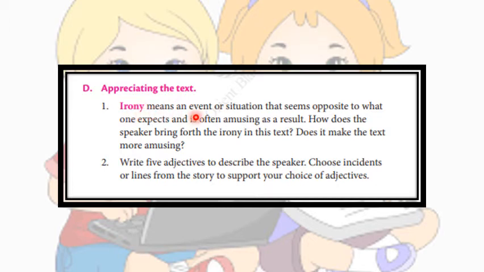Irony. Irony means an event or situation that seems opposite to what one expects and is often amusing as a result. How does the speaker bring forth the irony in this text? Does it make the text more amusing? So here we have to understand and write what is the irony in this text. Irony means we expect something to happen after this, but just the opposite happens. So in this lesson, what is the irony there, and does it make us more excited, or is it making the story a humorous one? You have to write that.